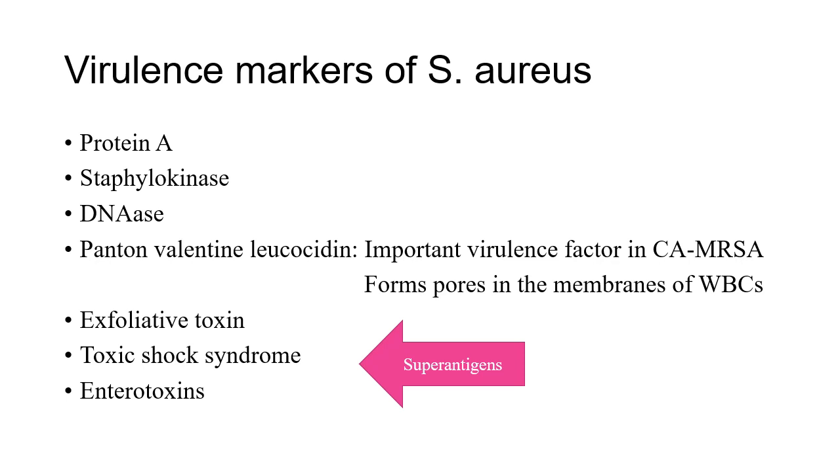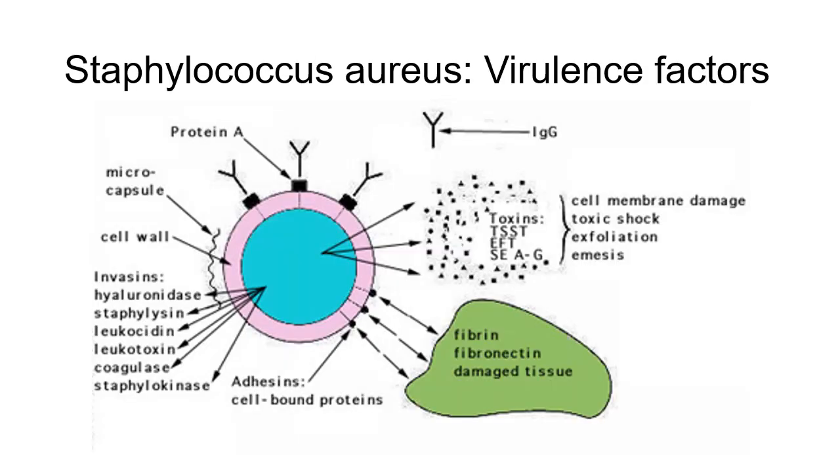And the person can present with so many different types of symptoms. The end result is disseminated intravascular coagulation, multi-organ failure, sepsis, shock, and unfortunately may have a fatal outcome. So this picture gives you all the various toxins. You can go and have a look at it and see it later.